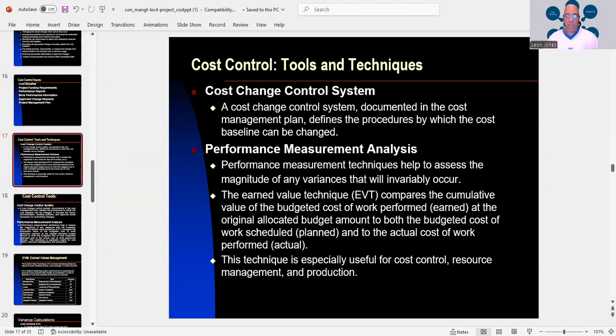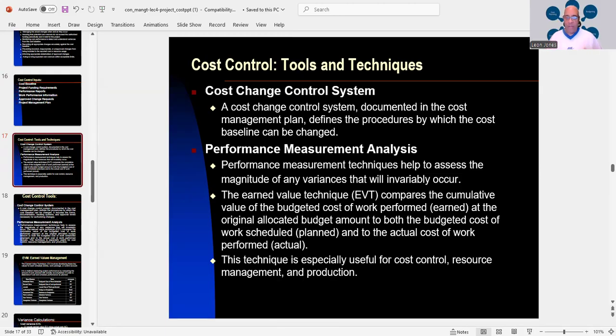A cost change control system documented in the cost management plan defines the procedures by which the cost baseline can be changed. So we have what we call a performance measurement analysis. And the performance measurement techniques help to assess the magnitude of any variances that will invariably occur.